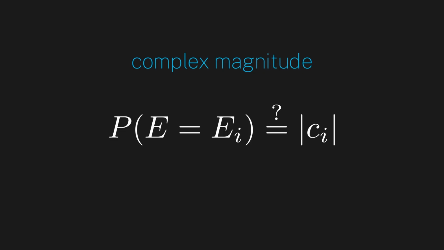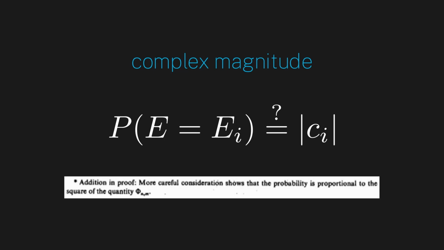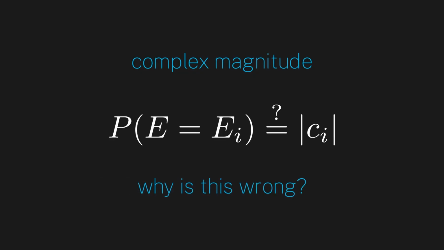Now, this is a really good first guess. So good, in fact, that physicist Max Born also initially thought that something like this must be the probability, only later changing it to the correct answer. So, why is this wrong? Let's try and get some intuition into why this leads to some problems.